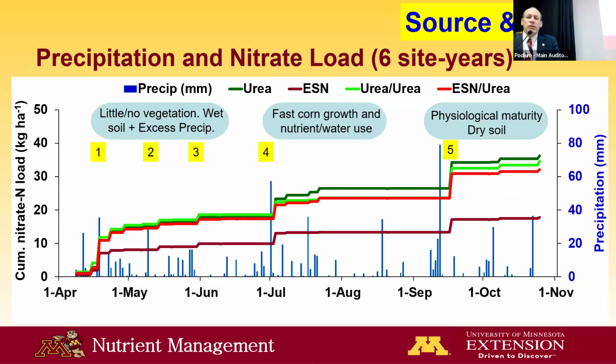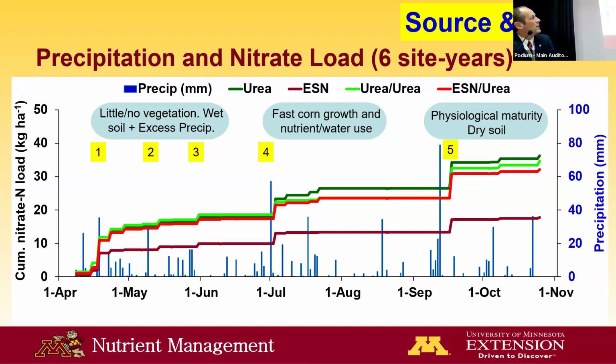We are also looking at source and timing of application, and in this particular study, we evaluated 4 different treatments. We have urea and ESN, which is a polymer-coated urea, as a pre-plant application. And then we had these 2 treatments split applied, either with urea or ESN pre-plant, and then the rest of the nitrogen applied as urea with MBPT. The pre-plant treatments were broadcast incorporated, the side dress were just broadcast.